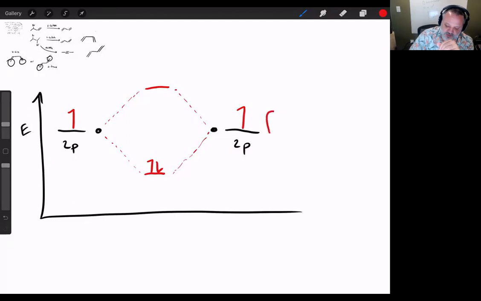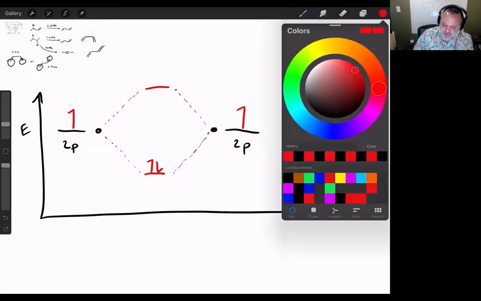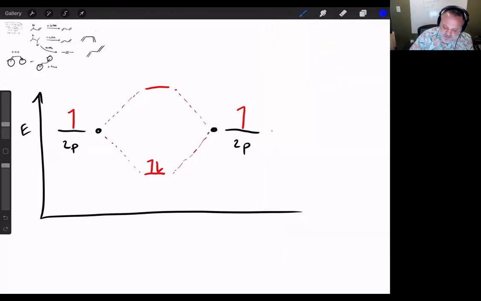One of the things that you have to do, though, is you have to be able to take a picture of an orbital, and I'm going to actually draw it on the atom.